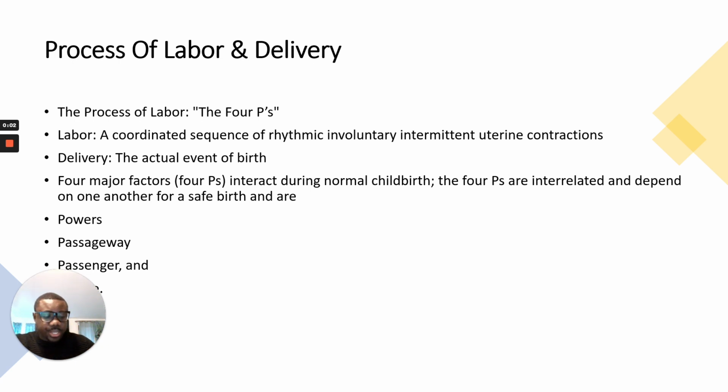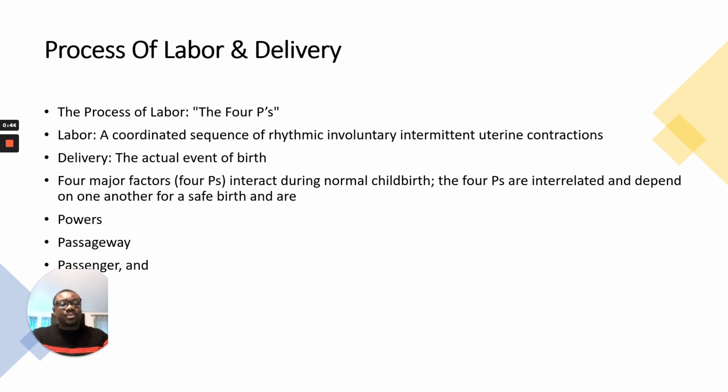So the last time we were here, we were talking about labor and delivery, the process of labor and delivery. And we talked about the 4 P's in labor and delivery. These 4 P's are the power, the passenger, the passageway, and the last one we talked about was the psychic. We said these 4 P's are the 4 major factors that interact during normal childbirth, which is normal delivery, the NVD.